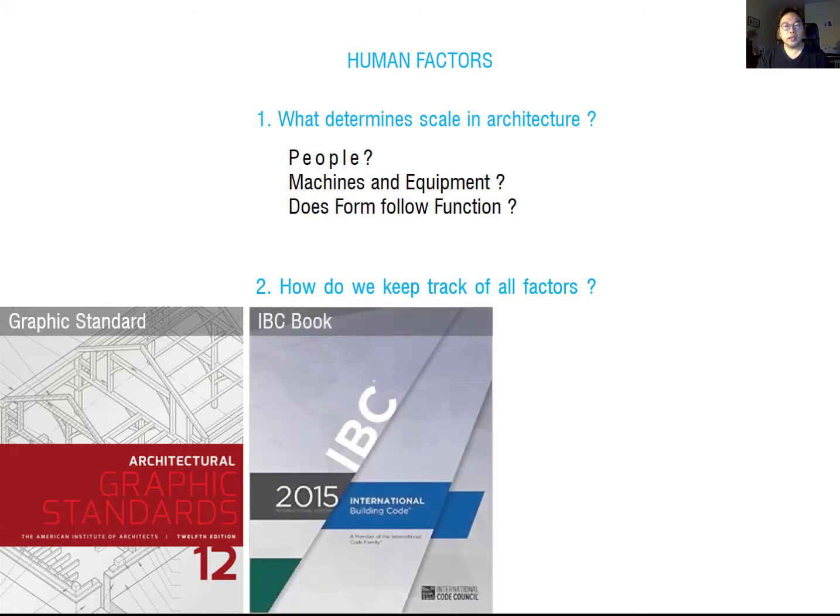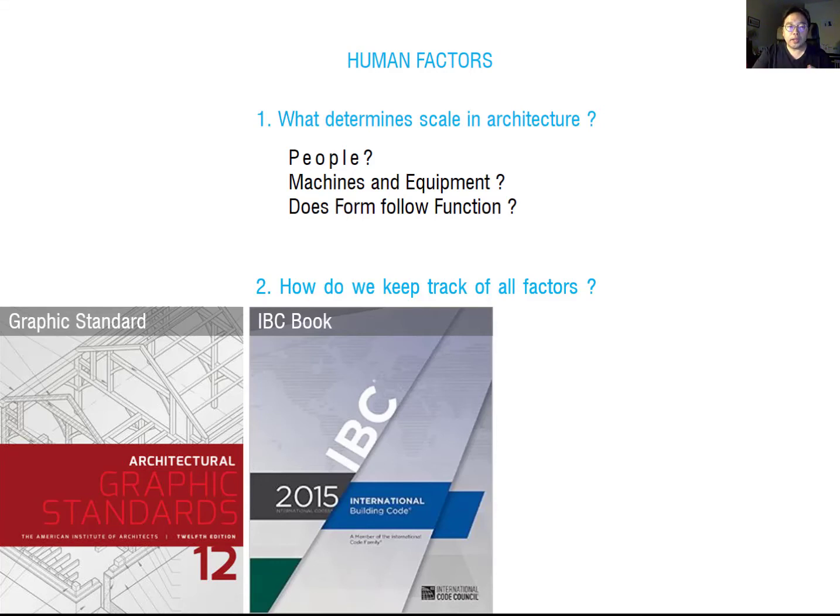Next, the IBC. The IBC is code regulation. It strictly controls the dimensions. It shows the maximum or minimum dimension for a space, and you have to comply with these dimensions to design your space. So Graphic Standards is more about recommendations and general requirements, but the IBC strictly controls some dimensions. It's more about regulation. So you have to adopt the dimensions from the IBC and also from Graphic Standards.